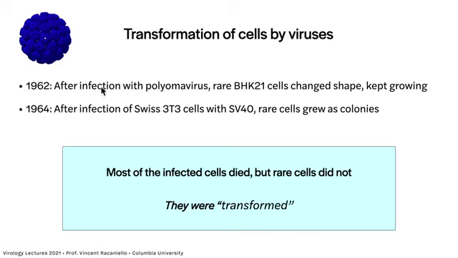But anyway, the point here is that now we have these two DNA viruses actually, and then we have Rous sarcoma, leading to the same phenotype. Most of the infected cells die, but rare cells did not. And those rare cells are transformed. And it's important to know that in these cases, the virus is doing similar things as the retrovirus.